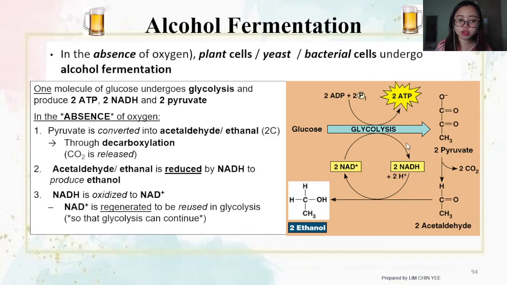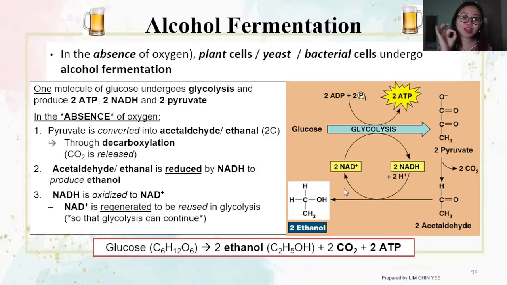This pyruvate will be converted into acetaldehyde or ethanol. Acetaldehyde juga dikelar ethanol, 2 carbon molecule, through decarboxylation. So we take out 1 molecule of carbon dioxide from pyruvate. It becomes acetaldehyde. And this acetaldehyde is reduced by NADH to produce ethanol. NADH is now oxidized to NAD+. NAD+ is regenerated so that it can be reused in glycolysis so that glycolysis can continue. Begitu saja explanation untuk alcohol fermentation.